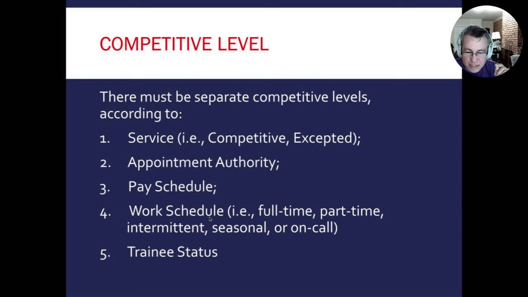And intermittent and seasonal, most people don't fall into that, but people who work in the national parks and stuff like that would apply to that. And there are also hourly workers. So if you're a welder or a machinist or something like that, you'd be in a RIF competing with other hourly workers. So it would be according to the job title, your pay schedule, and how it's classified.